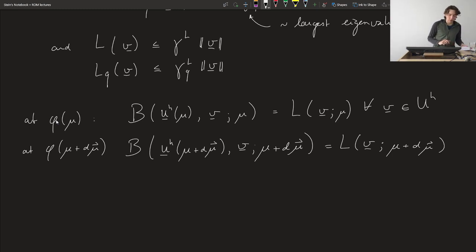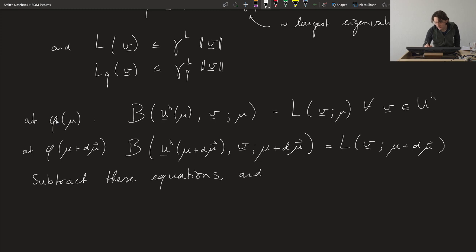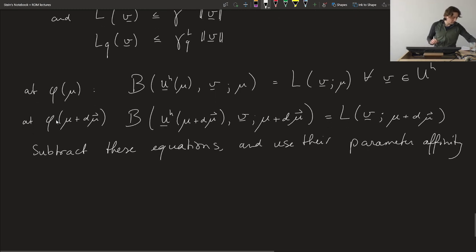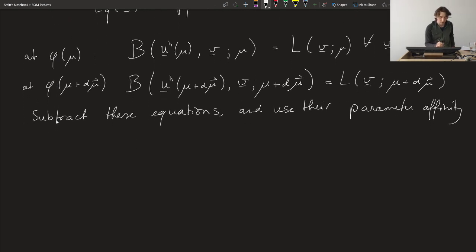So naturally what I'm going to do is subtract these two equations and see what I'm going to get. So I'm going to subtract these equations and use their parameter affinity. And if I do that, I would obtain the following equation.